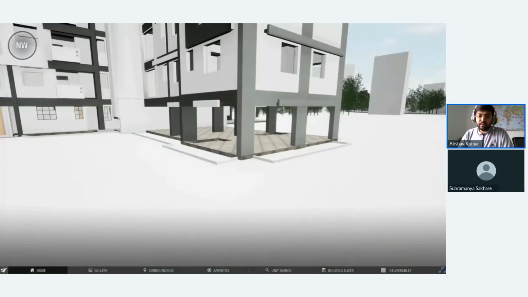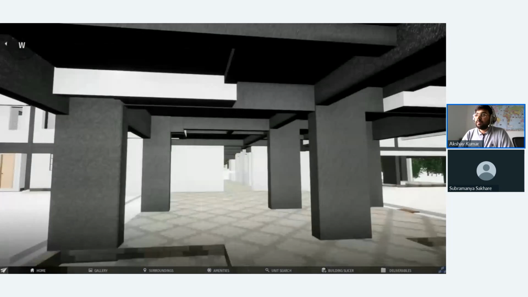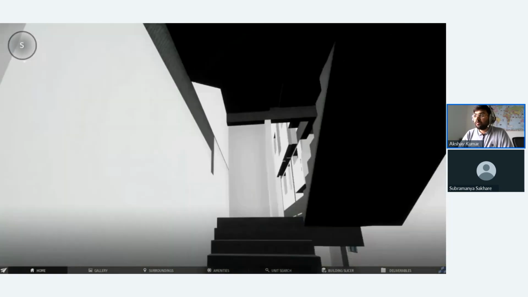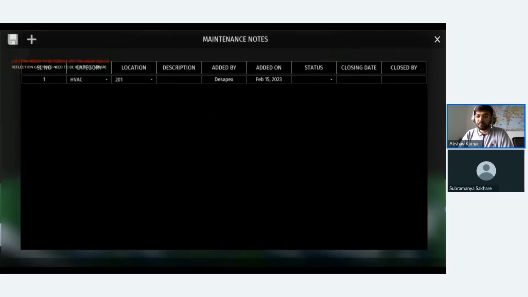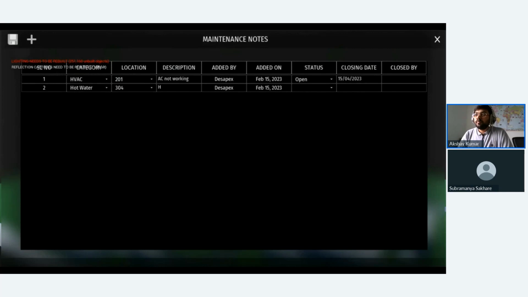The digital twin serves as a dynamic platform. As you see, it can also be converted to a metaverse experience. This digital twin can also further be used for facility management. As you can see, these are maintenance nodes that are being filled by the occupants.